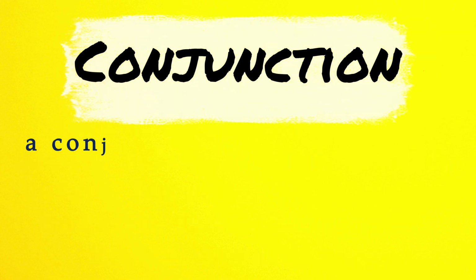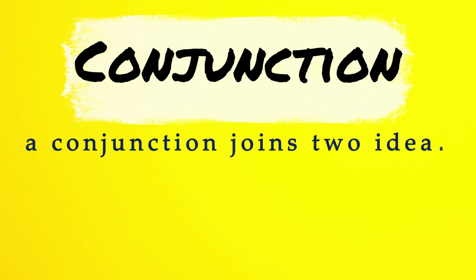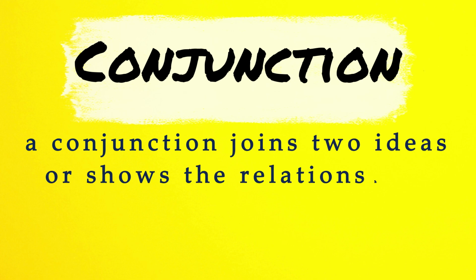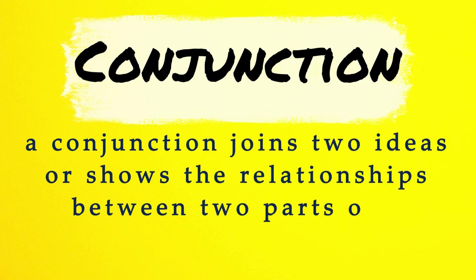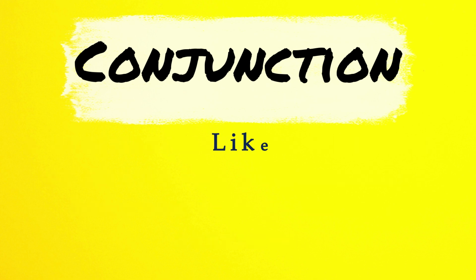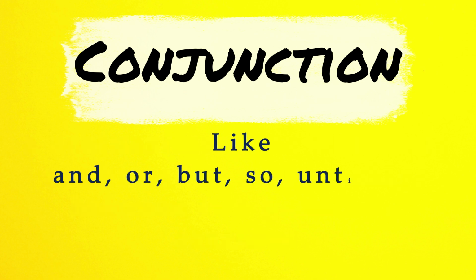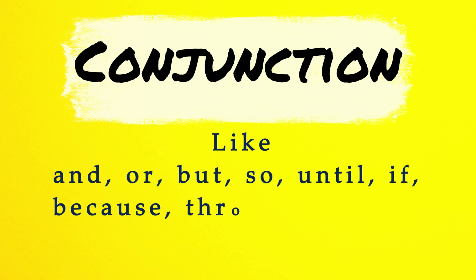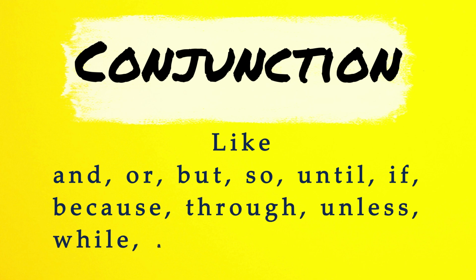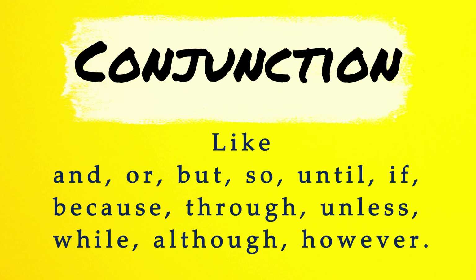Conjunction. A conjunction joins two ideas or shows the relationships between two parts of a sentence. Like and, or, but, so, until, if, because, through, unless, while, although, however.